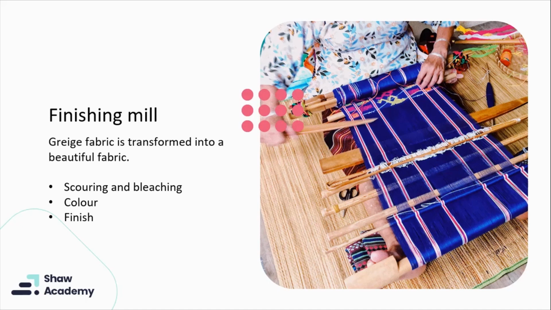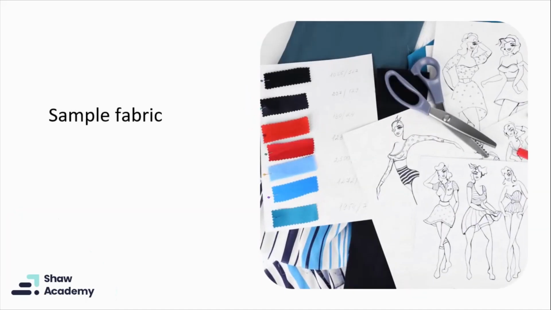Finishes that are added to a fabric can either be for looks or for function. Examples of finishes are embossing, pleating, and embroidery. It takes about 6 months to turn the fiber into a final piece of fabric.